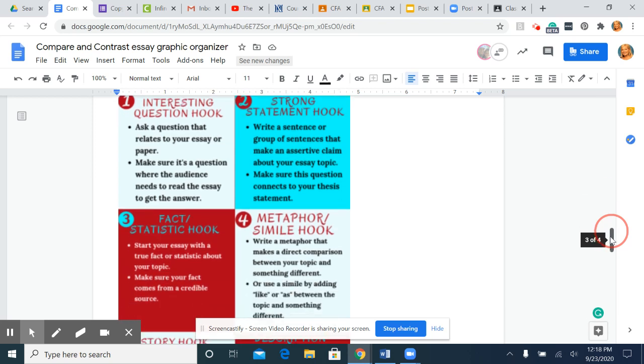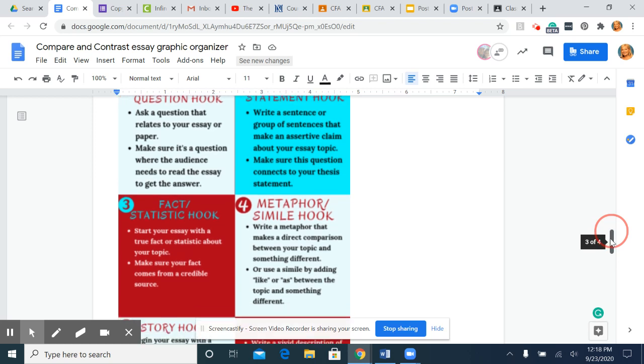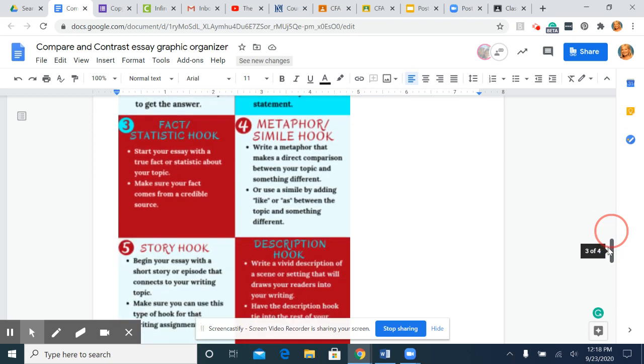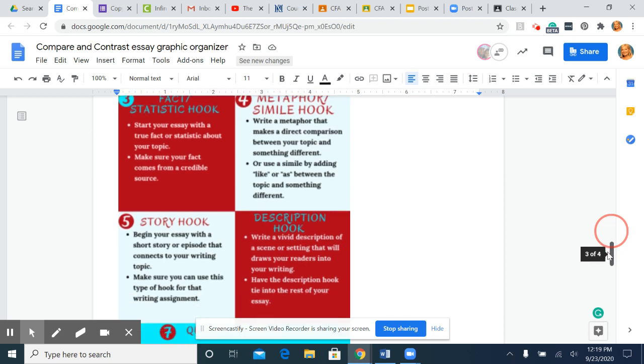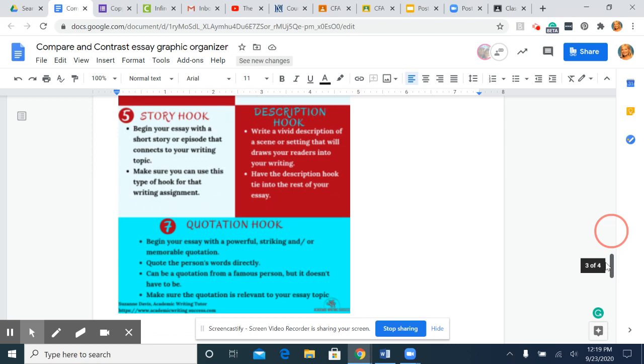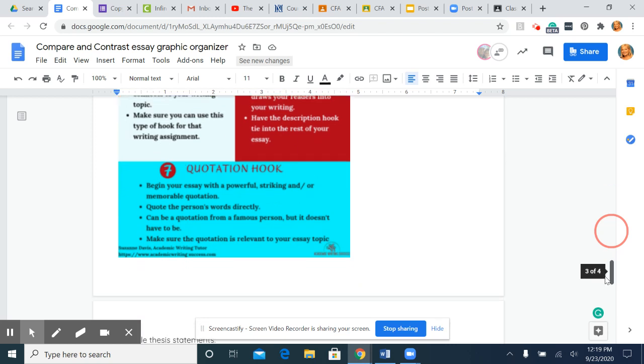Okay. You can make a statement. You could do a statistic or a fact. There's lots of things that you can look up about Paul Bunyan. Maybe something interesting there you could put in there. A metaphor or a simile, so comparing two things that are not generally thought of as the same. You could tell a story. You could describe something, or you could use a quote. Those are some possible hooks.